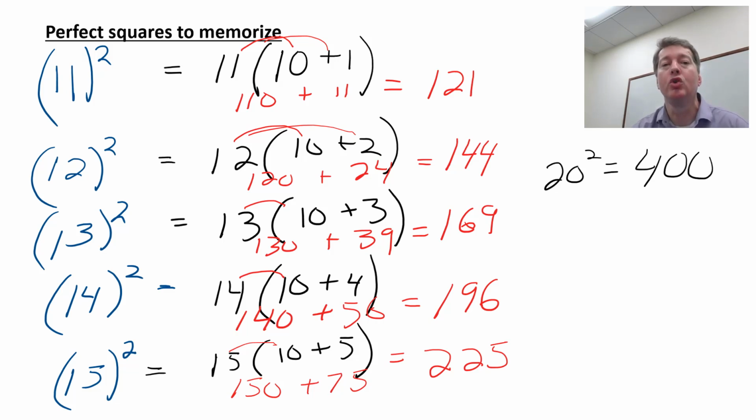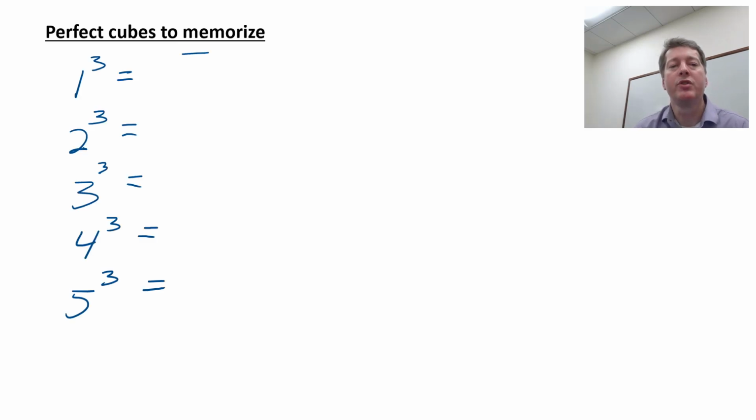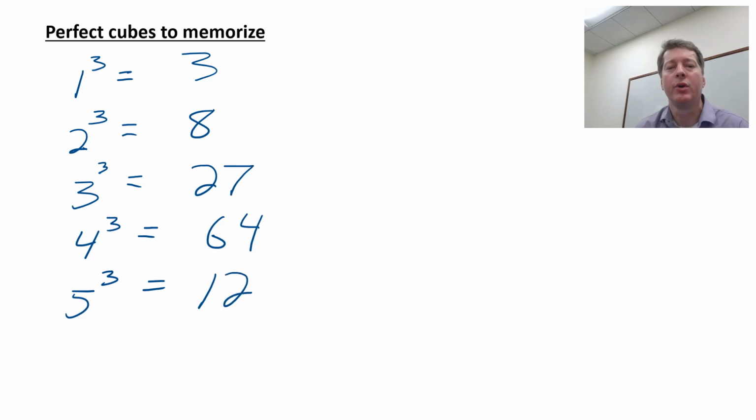How about some perfect cubes to memorize? 1 cubed is just 1. 2 cubed, 2 times 2 times 2 is 8. 3 times 3 times 3 is 27. 4 cubed is 4 times 4 is 16, times 4 again is 64. And 5 cubed, 5 times 5 is 25, times 5 again, 125. So these are some good perfect cubes to memorize for standardized tests.